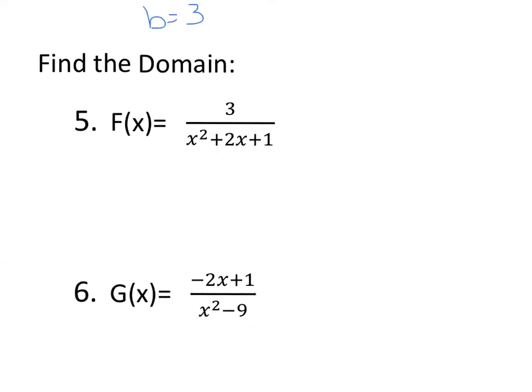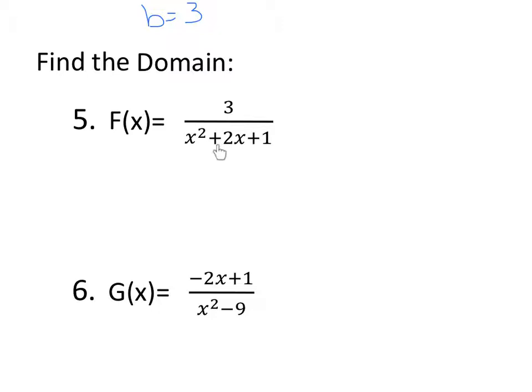All right, for number 5, we're finding the domain. The domain of a rational function, remember, is all about the denominator cannot equal 0. So we have to figure out what values would make this equal 0, because those will be excluded from the domain of a rational function. So the first thing we're going to do is take this trinomial here and factor it. So the factors of this trinomial will be x plus 1 times x plus 1.